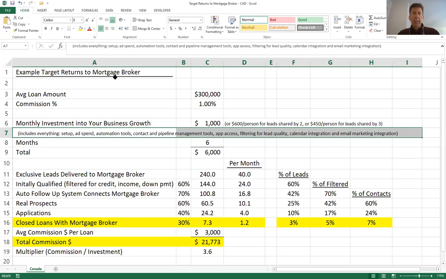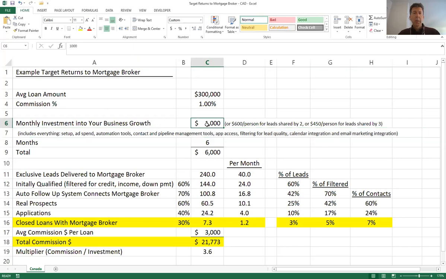I'll also say that if you have a partner, I can certainly do a round robin between you and your partner. The pricing would be $600 per person plus GST, obviously. Or if you have two partners, it would be $450 per person. It would all be run on the same Facebook page, but the leads would be shared. All right, so let's just go with the assumption that it's you.